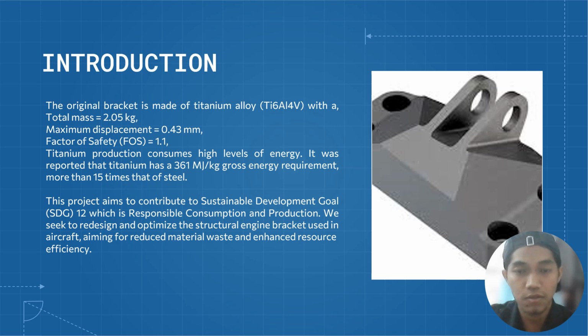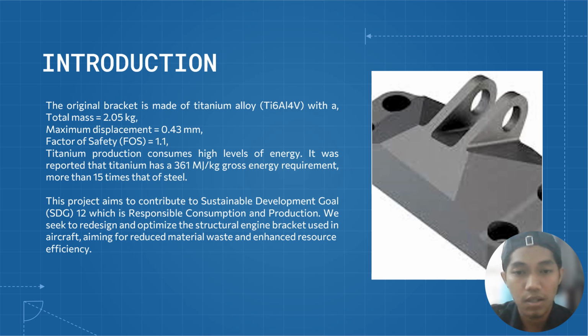Let's start with an introduction. The original bracket for the aircraft engine was made from titanium alloy Ti-6Al-4V. This bracket had a total mass of 2.05 kg with a maximum displacement of 0.43 mm and a factor of safety of 1.1. It's important to note that titanium production is highly energy intensive, which is more than 15 times that of steel.